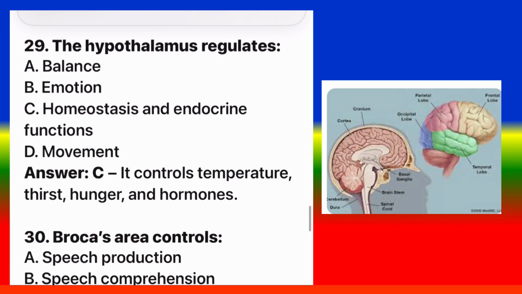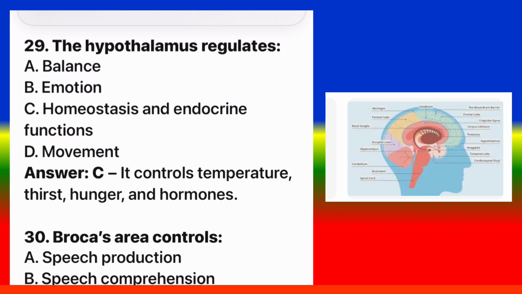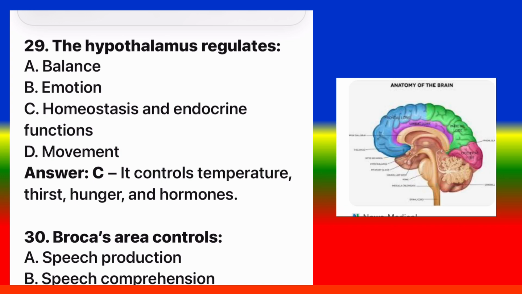29. The hypothalamus regulates A. Balance, B. Emotion, C. Homeostasis and endocrine functions, D. Movement. Answer C. It controls temperature, thirst, hunger, and hormones.